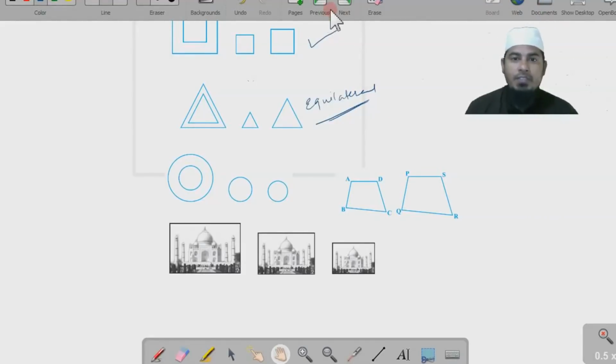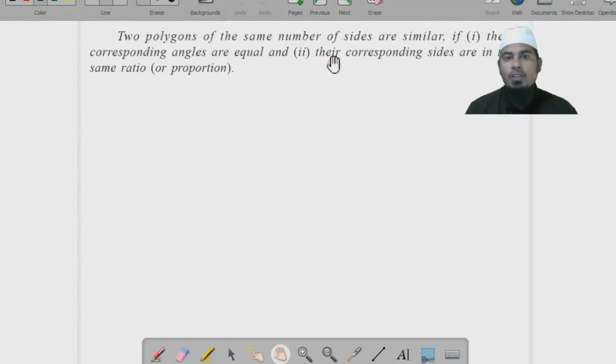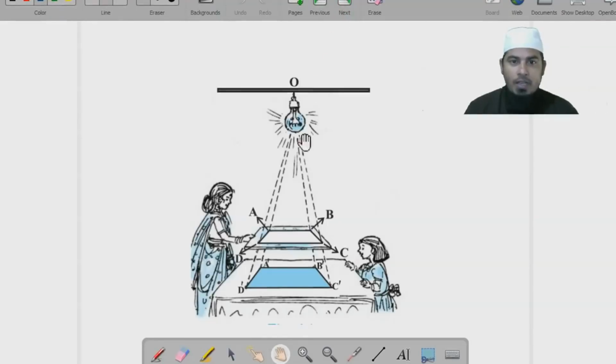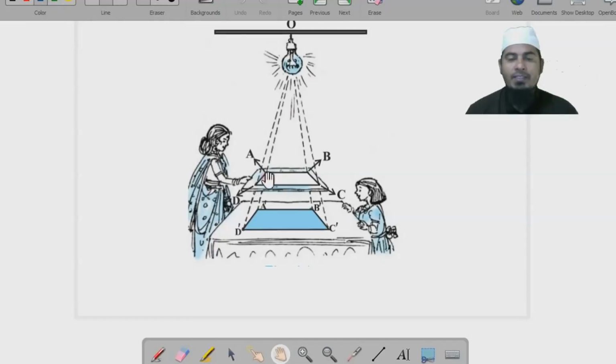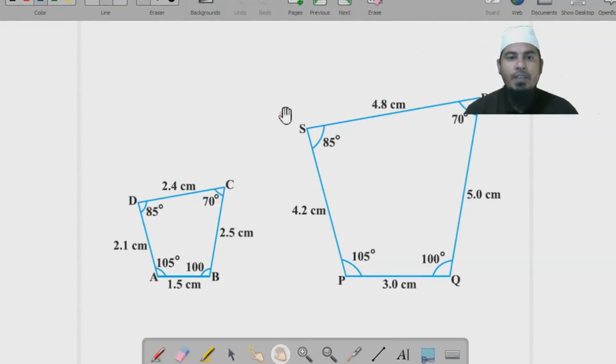So the definition is: two polygons of the same number of sides are similar if corresponding angles are equal and corresponding sides are in the same ratio. This experiment shows a quadrilateral here and its shadow. They are similar. The size of the shadow is increased here. In this way, these two figures are similar.